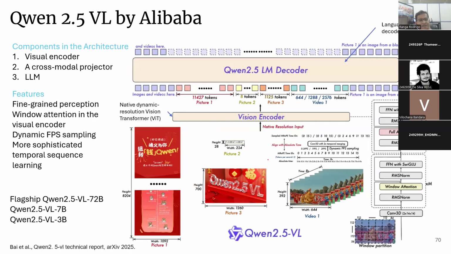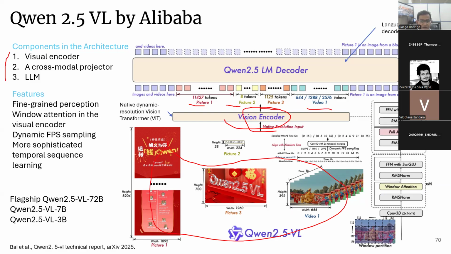Okay. Then these Qwen models are there. They are also very good. These are by Alibaba. So they have the visual encoder, a cross-modal projection, and an LLM. Similar to the LLaVA model, right? So when you give images or videos, you have a visual encoder. So those are encoded in picture 1, picture 2, picture 3. Those are encoded into tokens. And videos can be encoded in tokens.